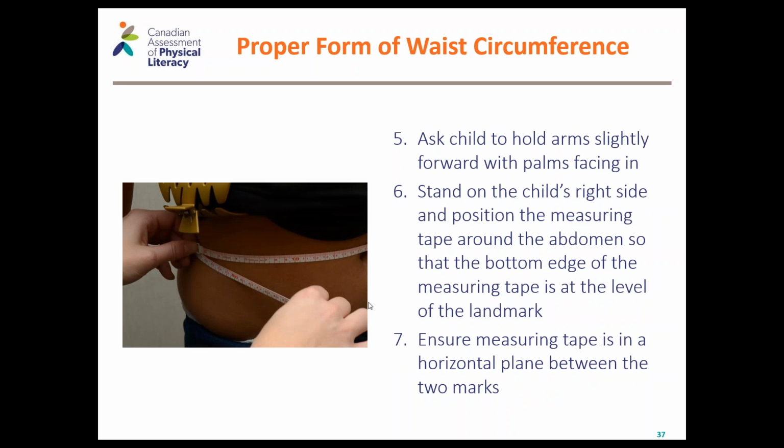And then for this, we would ask the child to hold arms slightly forward with their palms facing in. You would get them to turn so the child's right side is facing you. And then you would put the measuring tape around the abdomen at the level of the highlighter where you've marked. And you'll do a crossover technique, as you can see with the hands in the picture on the screen. That way you're getting the correct measurement.